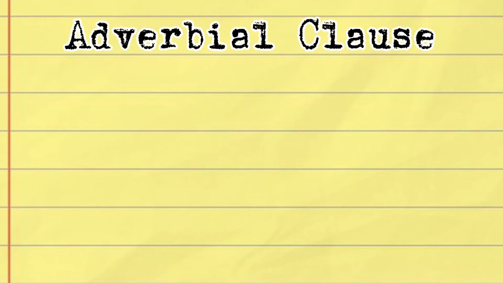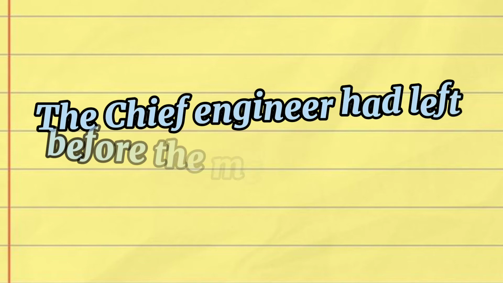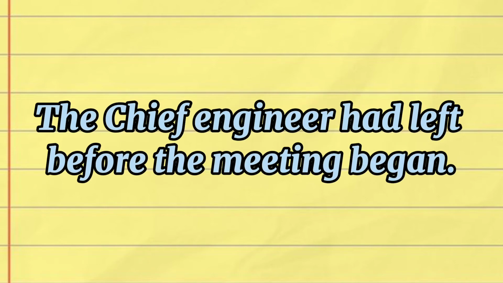Second is the adverbial clause. It is a dependent clause used as an adverb in the sentence. This is introduced by subordinating conjunctions like after, since, when, if, because, as soon as, even if, although, and the like. For example, the chief engineer had left before the meeting began.